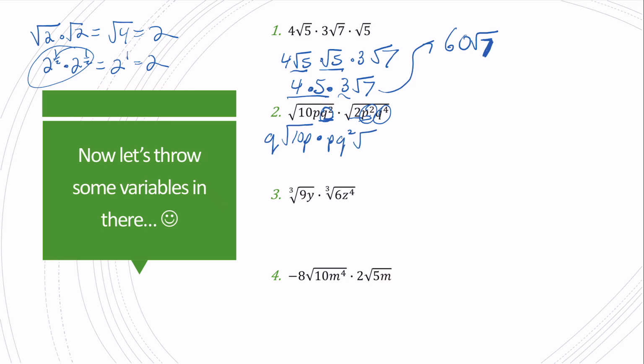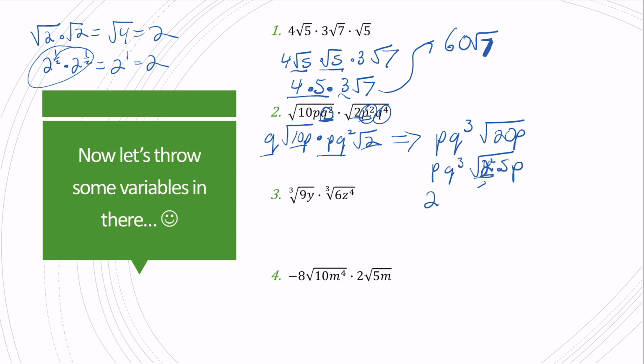Root 2, now I can multiply together. Remembering we multiply our constants and we multiply our radicals. So I'm going to have q times pq squared, so that's pq cubed. Square root of 10p times 2 would be the square root of 20p. And then I can simplify the square root of 20 because 20 is 4 times 5. So I have pq cubed square root of 2 squared times 5 times p. So this 2 is going to come to the outside. So I'll have 2 in the very front because we like our constants in the front. Pq squared square root of 5p.